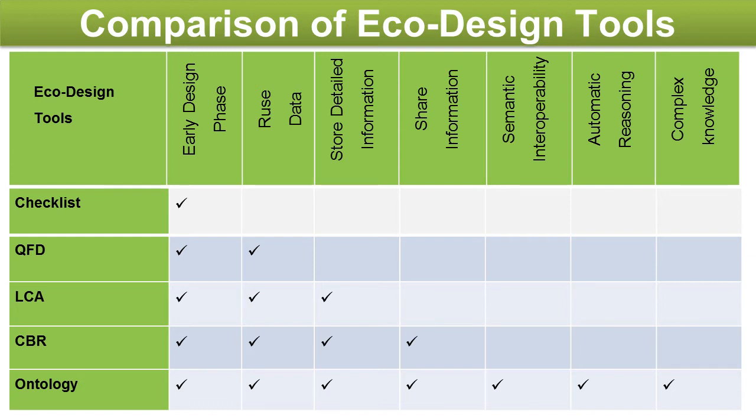So when you focus on the ontology, it will cover all the parameters. For example, semantic interoperability, automatic reasoning, and complex knowledge will be covered by ontology for product sustainability.